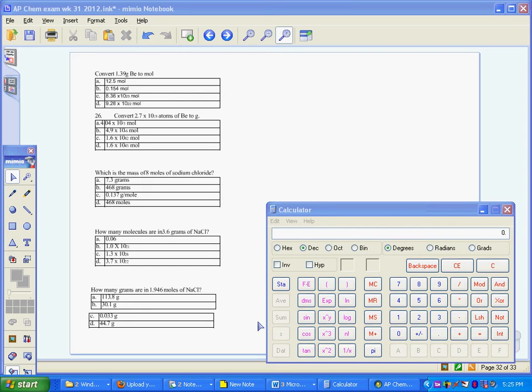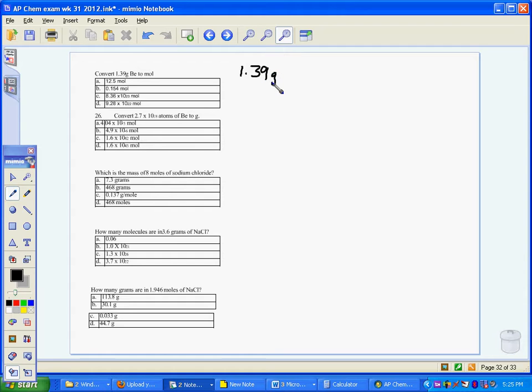Here were a few problems that dealt with simple gram to mole conversions on your test. Remember, you don't have to memorize stuff. All you have to do is just lay out things according to dimensional analysis, and everything from there on out is visual.